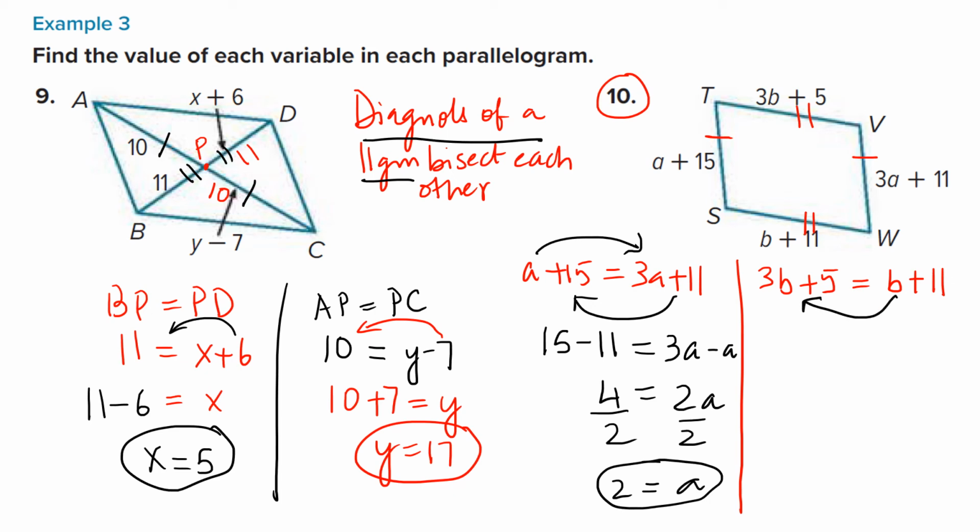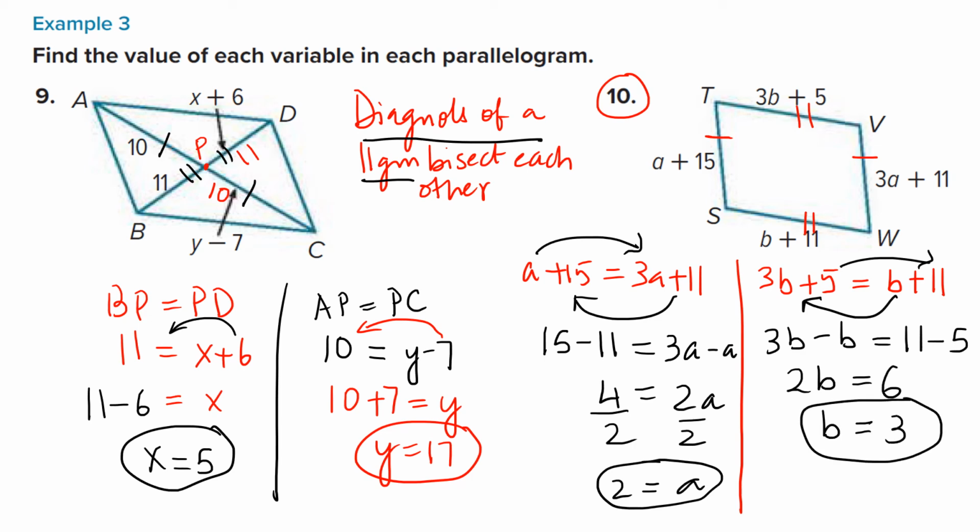B like terms, we move here. So 3b minus b is equal to 11 minus 5. You change the sign. 2b is equal to 6. So b is 3. That's how you find the variable. And the theorem we've used for this question is opposite sides are equal.